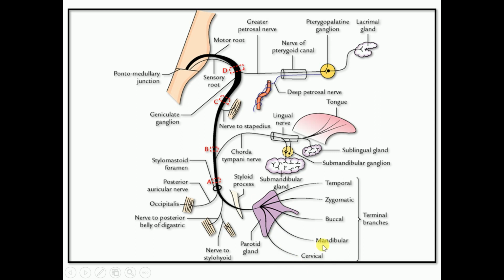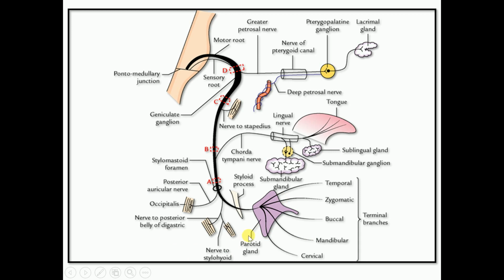So these five terminal branches supply the muscles of the face. So muscles of facial expression are supplied by the five terminal branches of the facial nerve. The facial nerve is the nerve of the second branchial arch or pharyngeal arch. That's why the facial nerve supplies the muscles of facial expression.